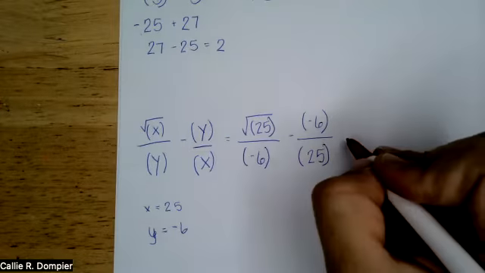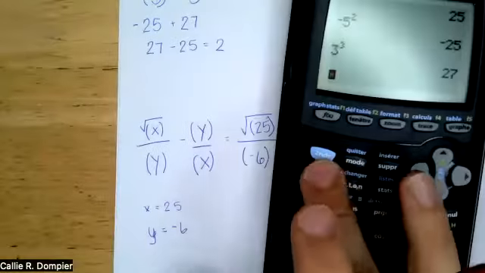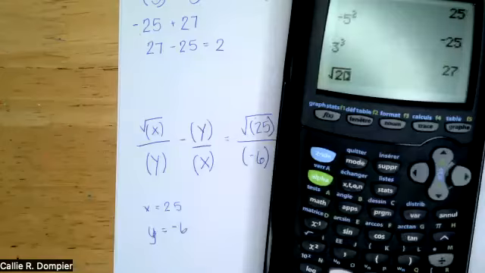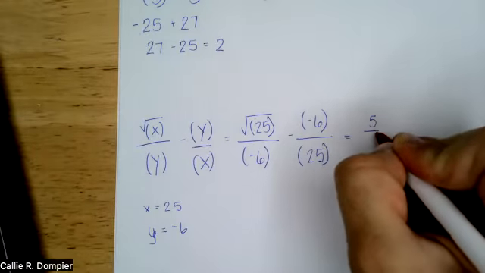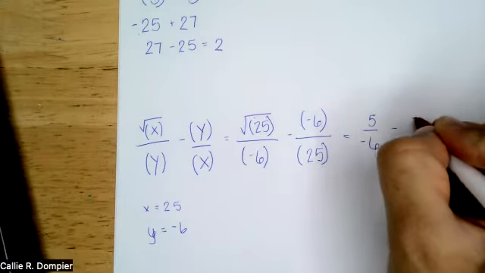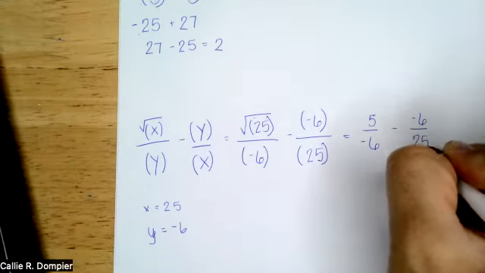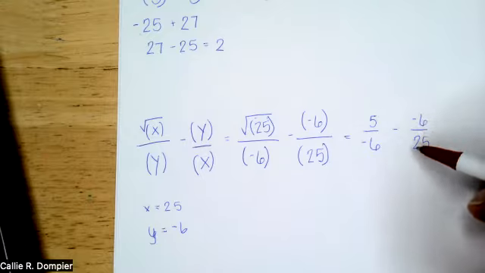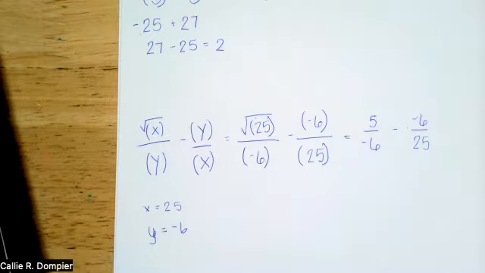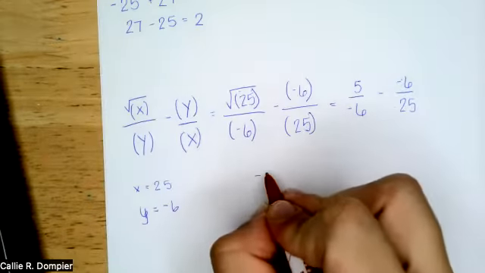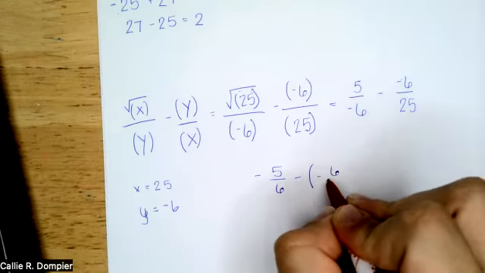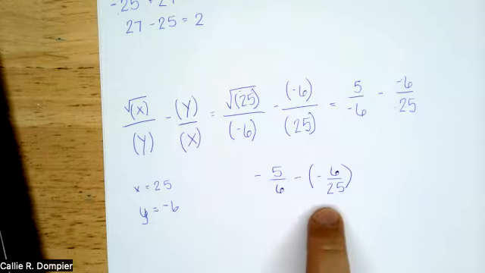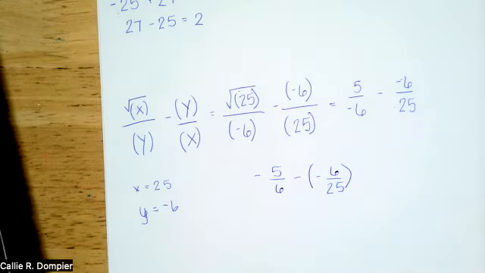All right, so the square root of 25 is 5 because 5 times 5 is 25. So I can change that to 5 over negative 6 minus negative 6 over 25. Again, it doesn't matter if that minus sign is right there, or out in front. So you could change that to negative 5 sixths minus negative 6 25ths. And I just added the parentheses. You don't have to denote that those are two minus signs. Two negatives make a positive, right?